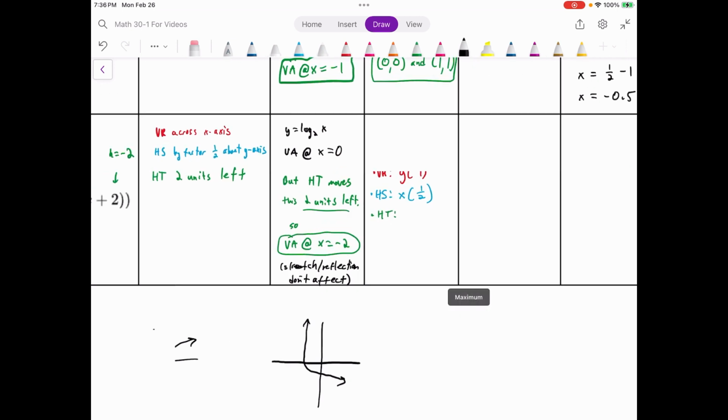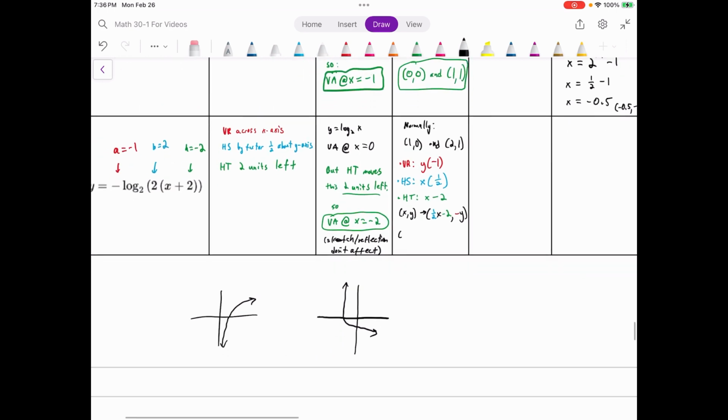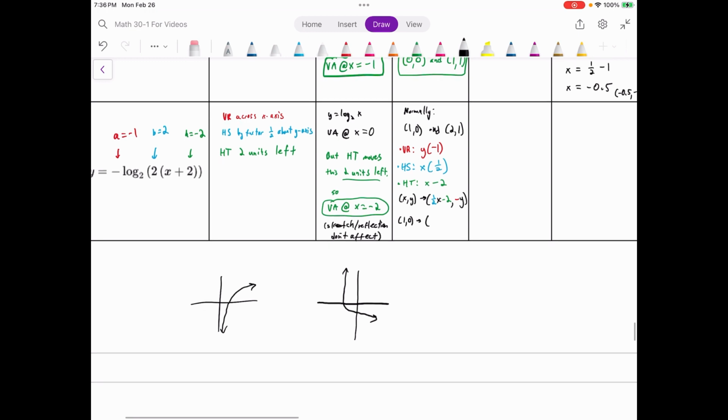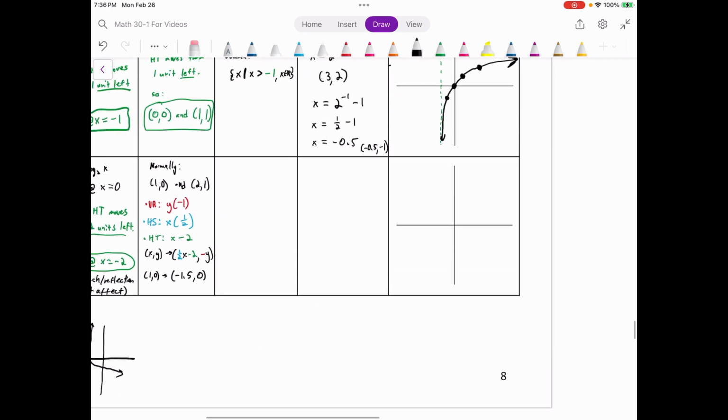So what's that going to do to the point (1, 0)? Well, (1, 0) is going to end up at, we're going to multiply x by 1/2 and subtract 2. I'm just running out of room here, so I might just do this mentally. So 1/2 of 1 is 1/2 or 0.5. And then 0.5 minus 2 is -1.5. 0, if I multiply that by -1, is still 0. So there's a point that's going to be on my graph, (-1.5, 0). Let's just go ahead and add it in.